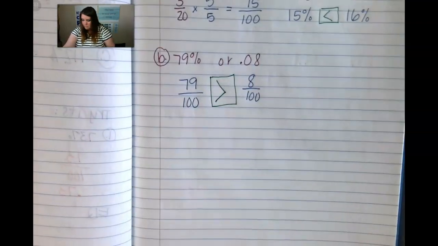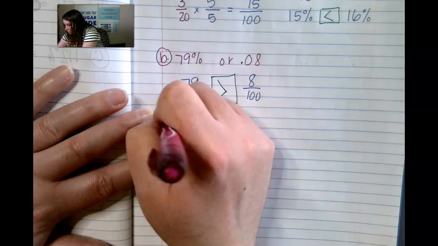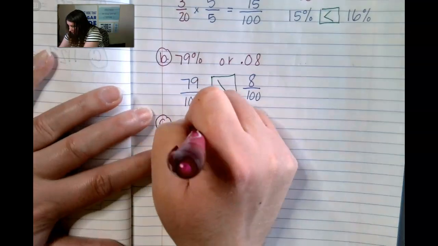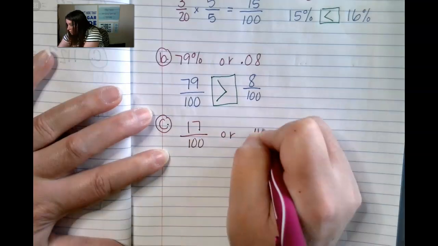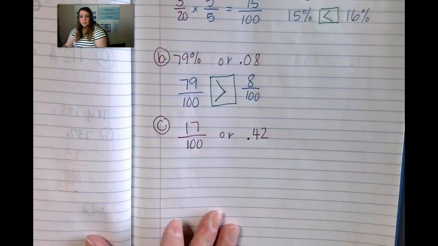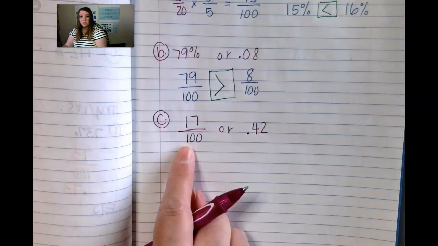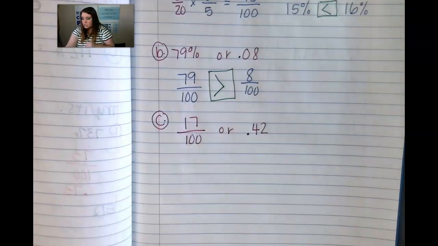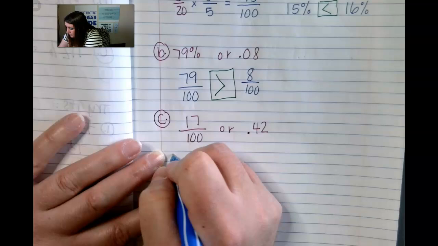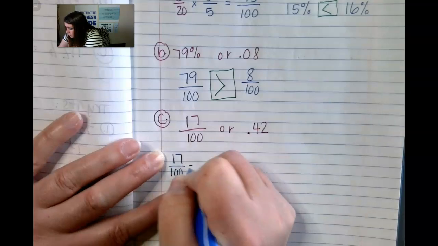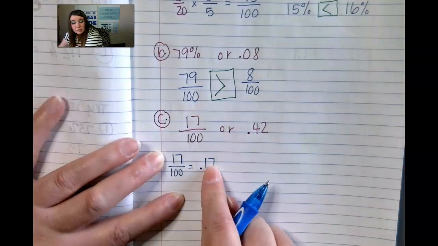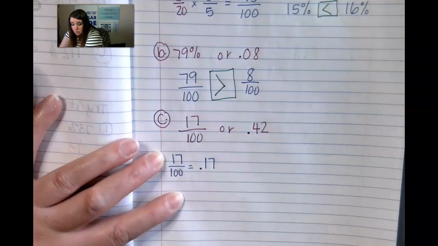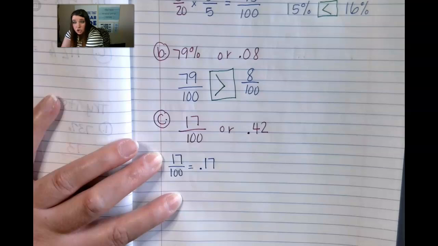Now let me draw the box there so you have something to put it into. Okay, here's another example for you. Let's say that I have 17/100 or 42/100. Well, when I look at this, I know that I can convert this really simply and quickly into a decimal. So 17/100 is equal to 0.17, right?